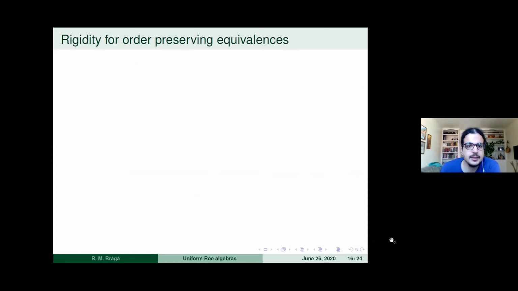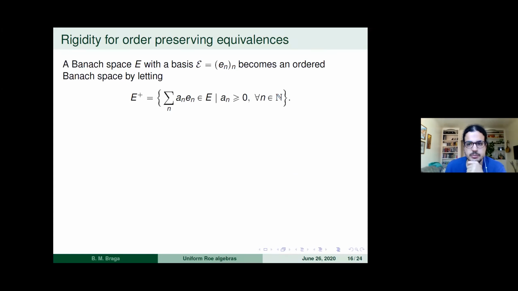Okay, let's move on to some rigidity results. So first thing, before I go to just Banach algebra isomorphism, I'm gonna mention some isomorphisms which people don't consider in the uniform Roe algebra case, which has to do with preserving the order, which is given by the basis.